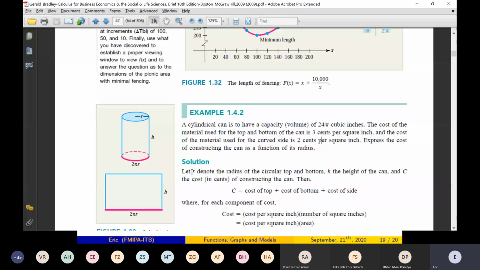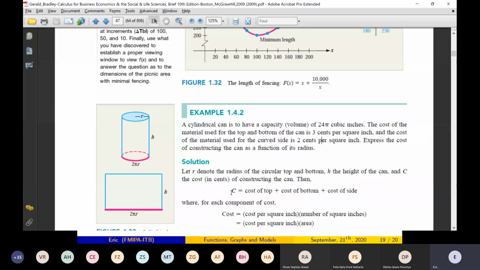This is the mathematical formulation. Let R denote the radius of the circular top and bottom, and h the height of the can. The figure helps. Very good. C is the cost. Don't forget the units, in cents. We usually add the units also: the height of the can in inches, the radius of the circle in inches.